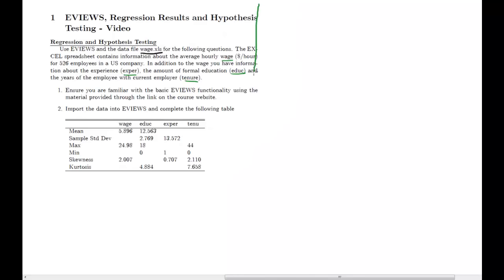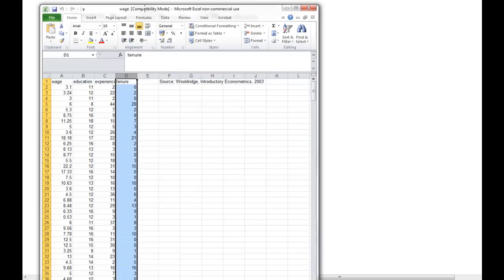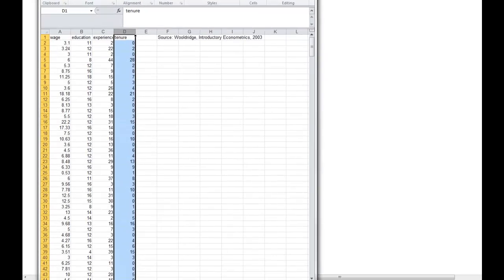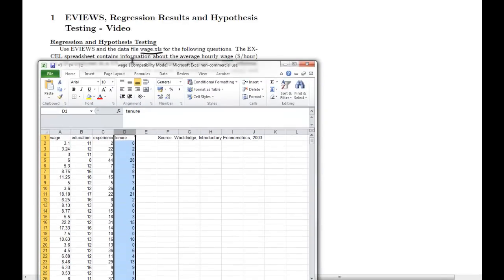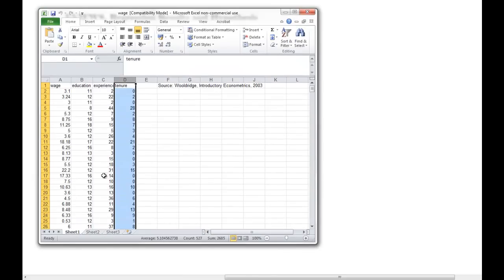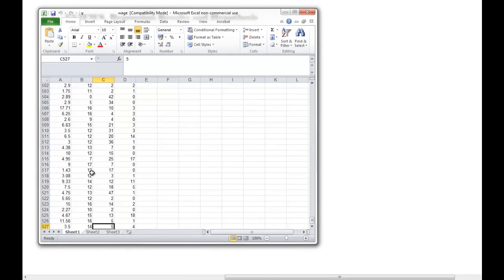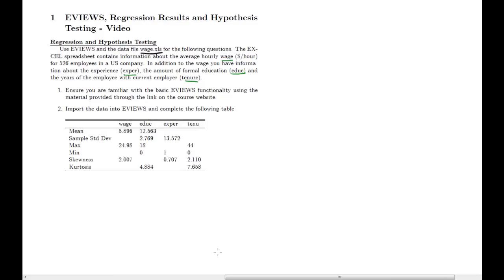the four variables. Let's just see how many observations we have here. We have 526 observations. So let me just go to the background.